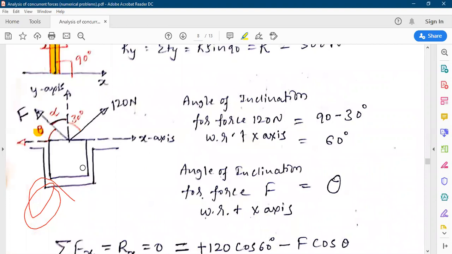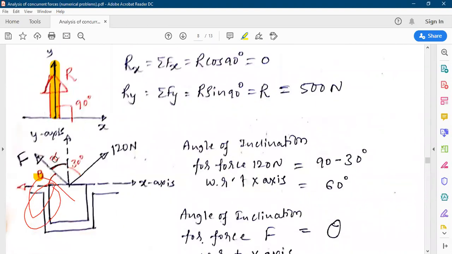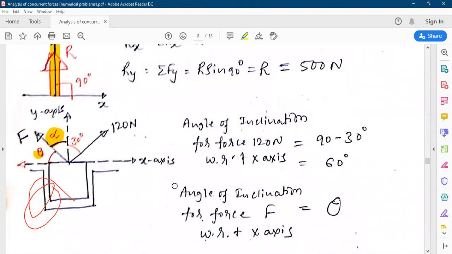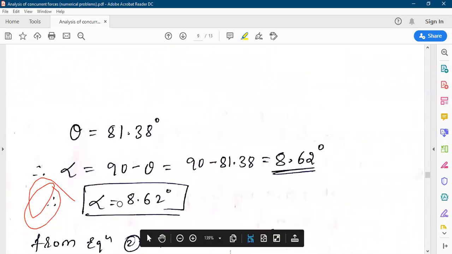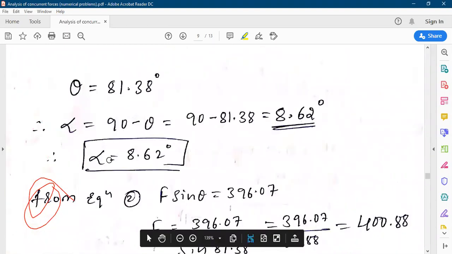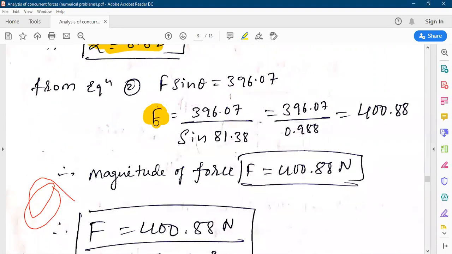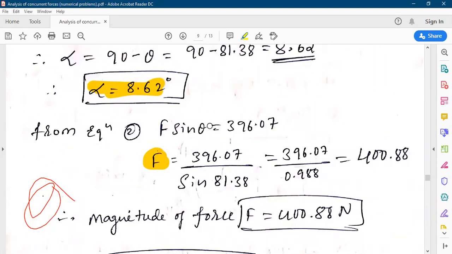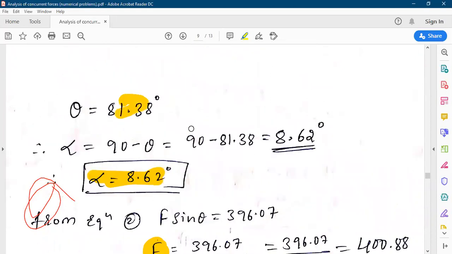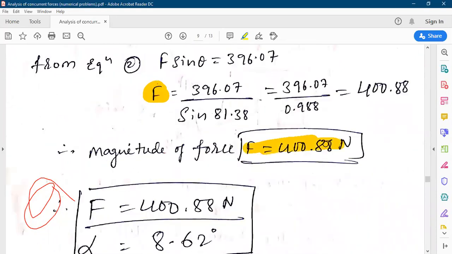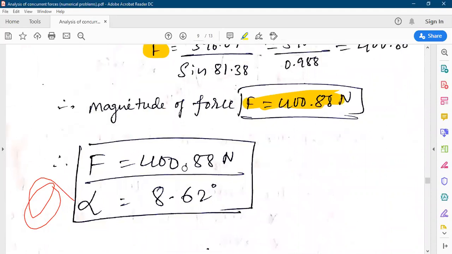Now I have to calculate this alpha. So alpha is equal to 90 minus theta. So that alpha is equal to 8.62 degree. We have identified alpha and we have to identify the unknown force F. To do that, substitute this theta value in any one of the equations so that you get force F is equal to 400.88. So these are the two things which you have to find out in the given problem.